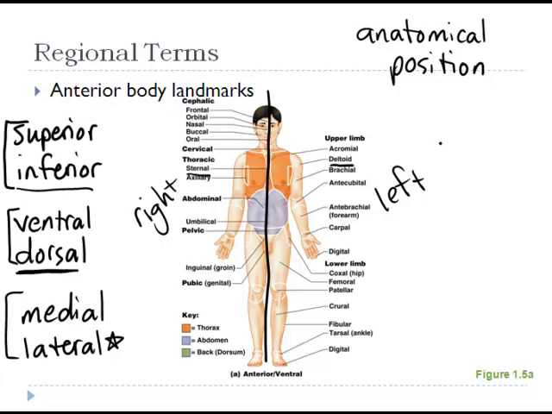Then we have two more, proximal and distal. Another pair. Proximal means closer to the origin of the body. Distal is going to mean farther away. Often use these when we're talking about attachments or limbs.